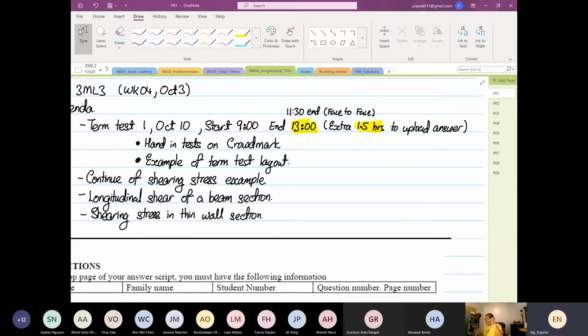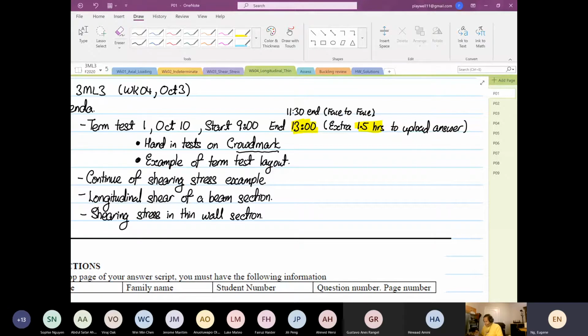So during the term test, I will log on Teams like this, like usual, okay? And then you do your questions, and the questions will be distributed on CrowdMark. So you should be able to access CrowdMark now. Everything will be going through CrowdMark. Then you review your term test, it's also on CrowdMark. So it's very convenient that way.